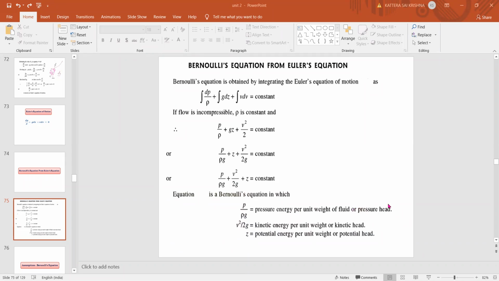So this pressure head will always be in meters. Similarly, this is kinetic head. This will also be in meters, and Z is also in meters. Potential head, potential energy per unit weight. Z is nothing but height, always the potential head. Any doubt in this?